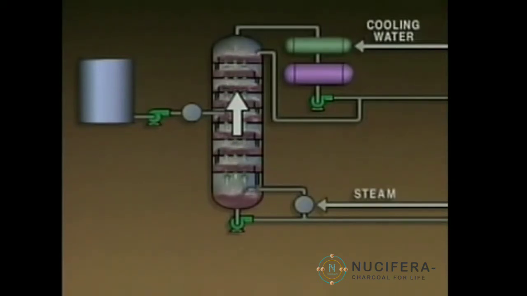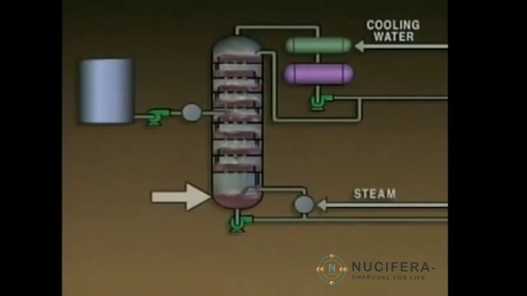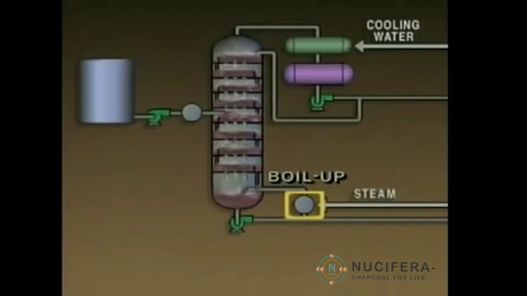The gradual decrease in temperature from the bottom of a distillation tower to the top is called the temperature gradient. The temperature gradient is measured in terms of the difference between the temperature at the bottom of the tower and the top. The temperature at the feed point can be regulated by using a preheater. At the bottom of the tower, temperature is controlled by the amount of heat that is added by the reboiler. This added heat is referred to as boil-up.